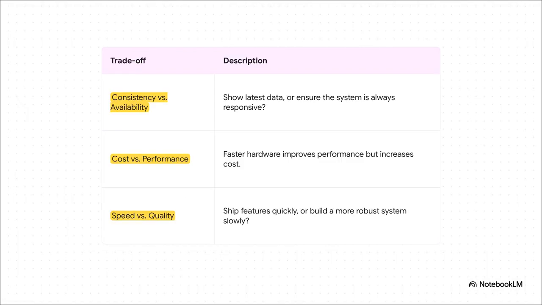For example, you might have to choose between guaranteeing every user sees the absolute latest, up-to-the-millisecond data versus making sure the system is always available, even if some of that data is a tiny bit out of date. Or you might have to sacrifice a little bit of performance to keep your costs from exploding. These are the strategic decisions that engineers and product leaders are making every single day.